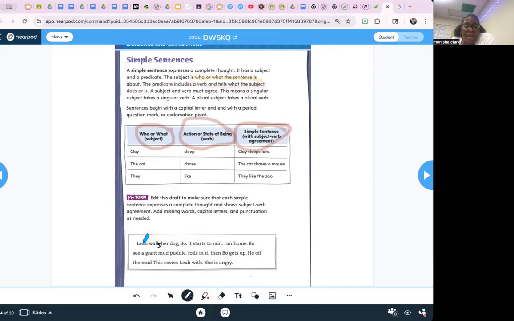So let's start here. We have Leah walks her dog. Bo, it starts to rain. So let's add they here. Run home. Bo sees a giant mud puddle. Rolls in it. So he, capital H, got to add that here, rolls in it.